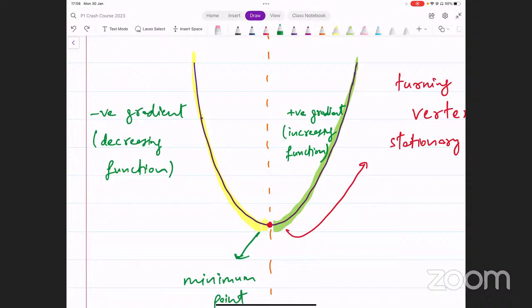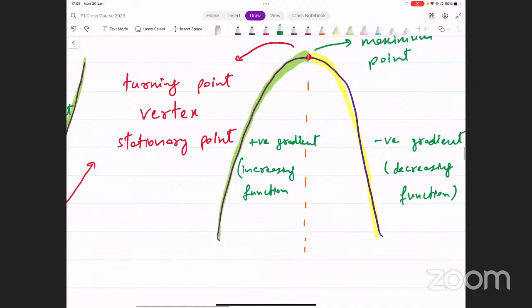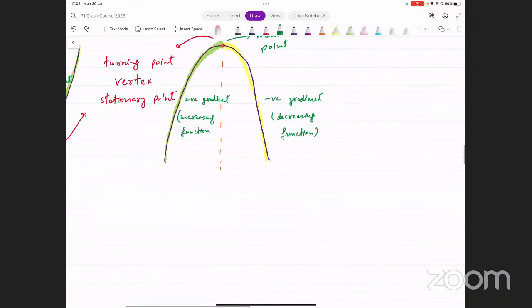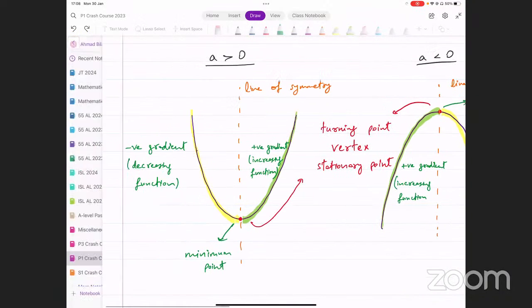So if you look at a quadratic function, on one side of the turning point, it is always going to be increasing, and on the other side of the turning point, it's going to be decreasing. If it's a U-shaped curve, on the left side it's decreasing. On the right side, it's increasing. And it's the other way around for the N-shaped curve. We've talked about this before when we discussed graphs.